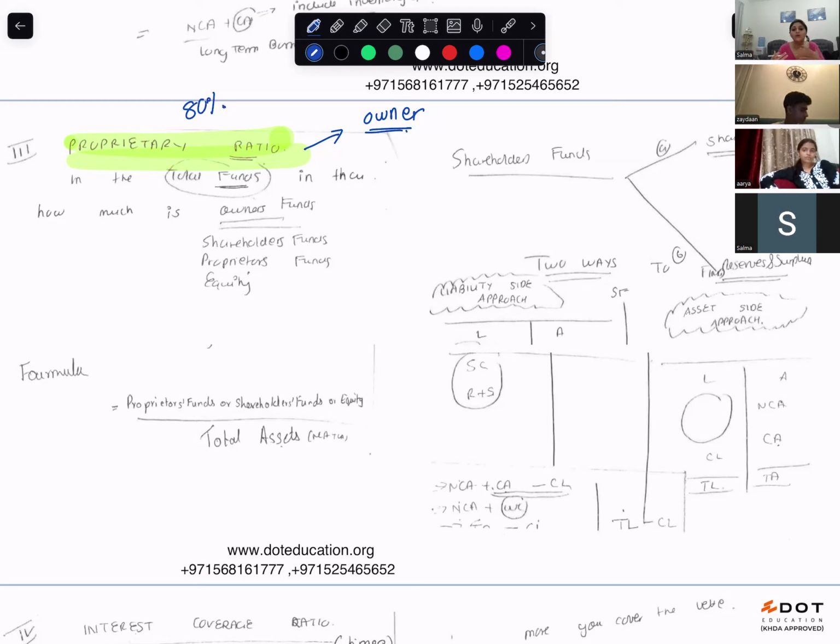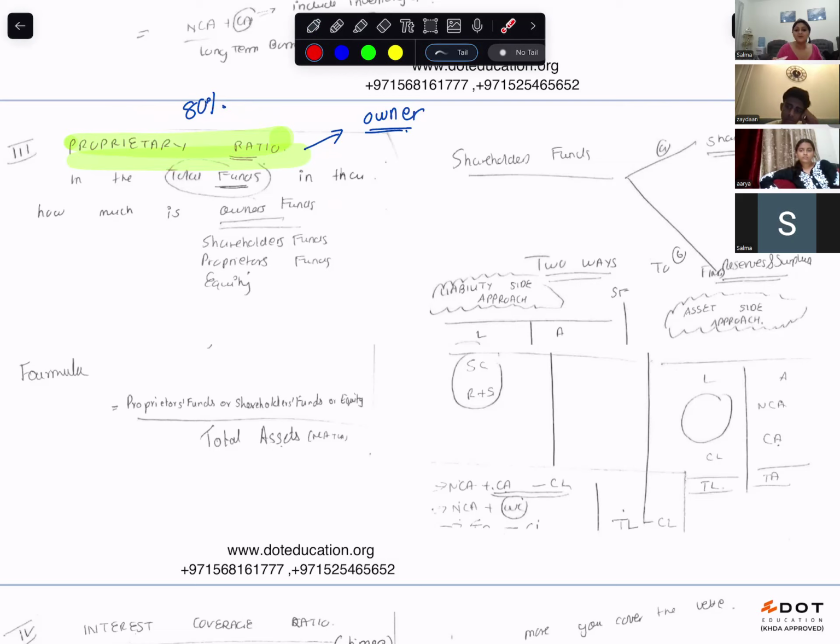Why do you want to know this proprietary ratio? To see whether the business is more dependent on the owner or it is dependent on loan. If it is more dependent on the owner, that means it has a good amount of security. The owner is confident about his own business. Are you with me? Yes, miss. So when I am talking about proprietary ratio, it means that in the total funds of the company, how much is the owner's funds?